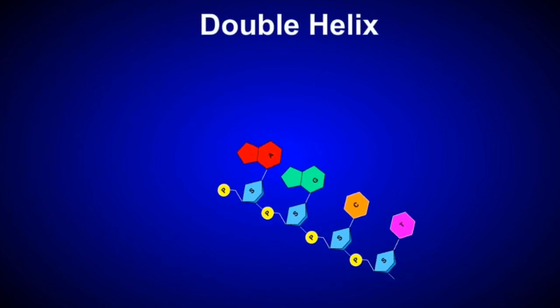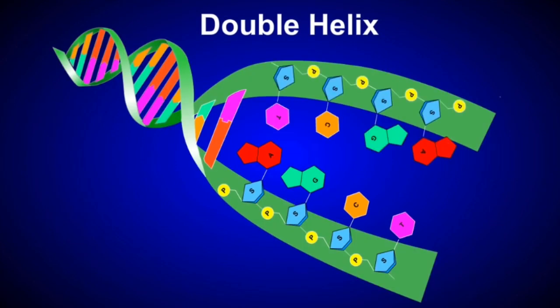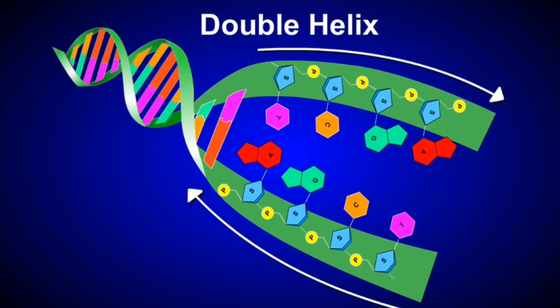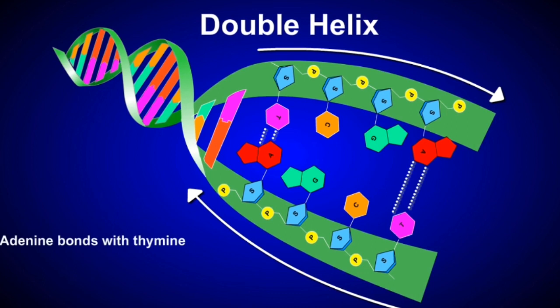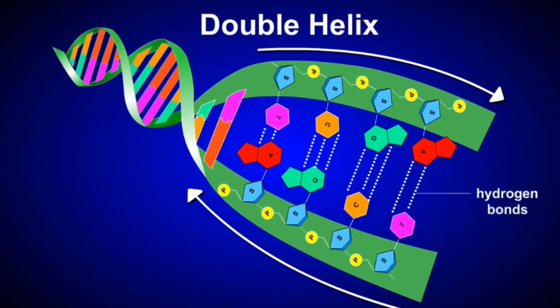DNA is composed of two strands arranged as a right-handed helix. The strands are antiparallel, meaning that they are oriented in opposite directions. The two strands are held together by hydrogen bonds. Guanine forms hydrogen bonds with cytosine, and adenine bonds with thymine. This complementary base pairing links the strands together.